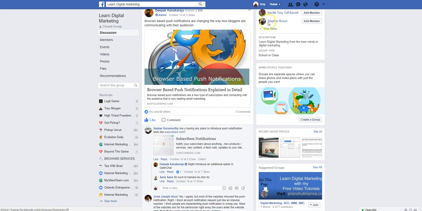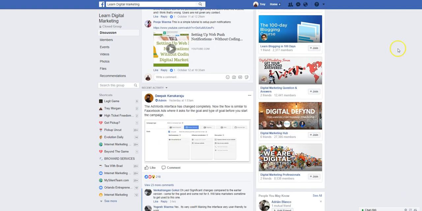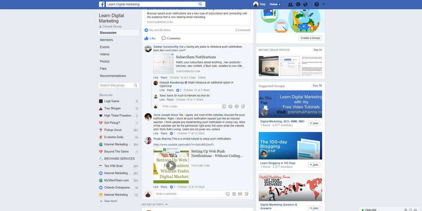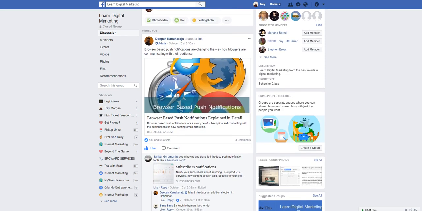I'd read it first just to make sure it's something I actually like. And I would come in, I'd like stuff, and I would get into the conversation. So what's this saying? This is saying browser-based push notifications are changing the way bloggers are communicating with their audience. Okay, so this is a blog post.